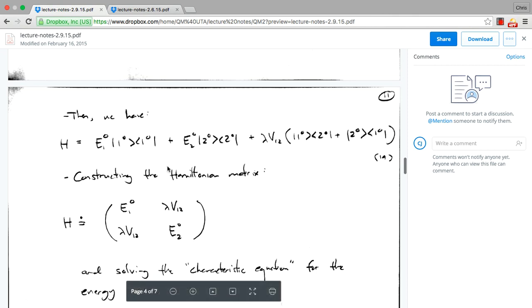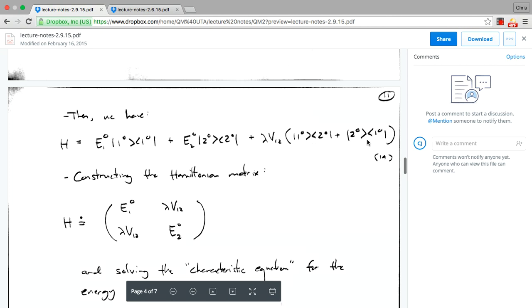And so the way we would solve this is we would form the Hamiltonian matrix. The way I would do that is form a matrix between the 1 and 2 kets with the 1 and 2 bras. And so this guy's going to give me this diagonal term, and this guy will correspond to this diagonal term.